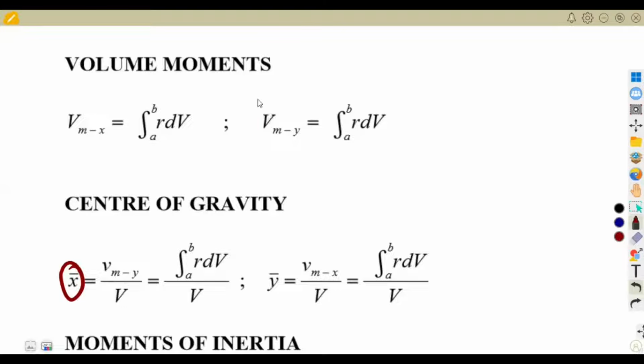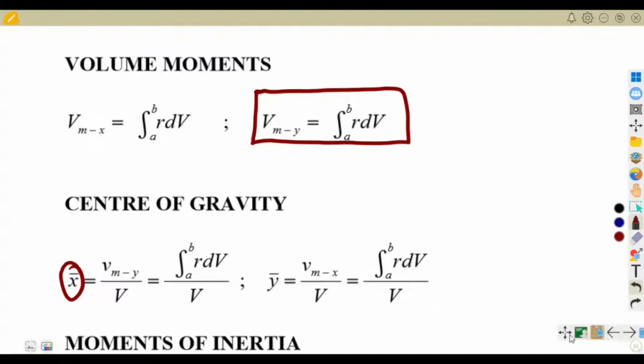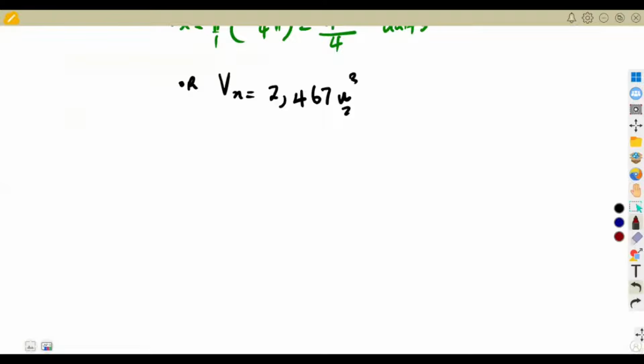The volume moment about the y, this is what we have here. All right, let us take our formula. I'm going to talk about this formula, what it is representing. So we saw the formula for the volume moment, that's 5.13. The volume moment about the y is given as the integral of a to b of R dV, like this.